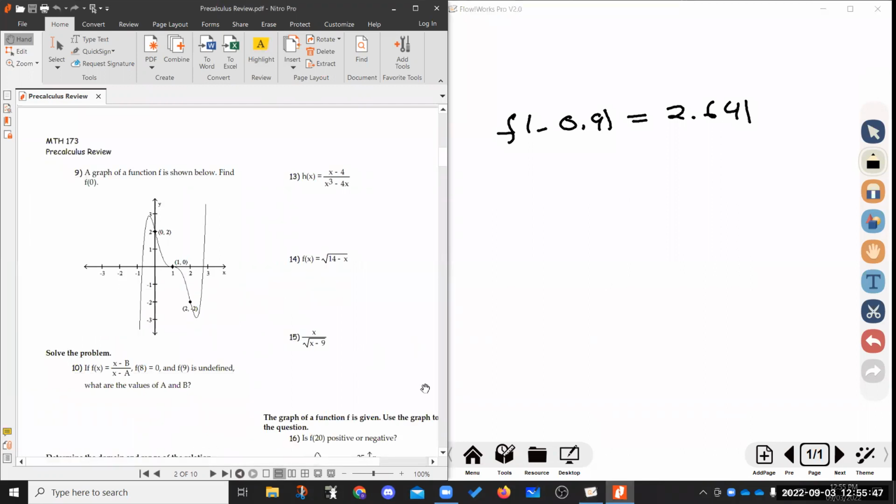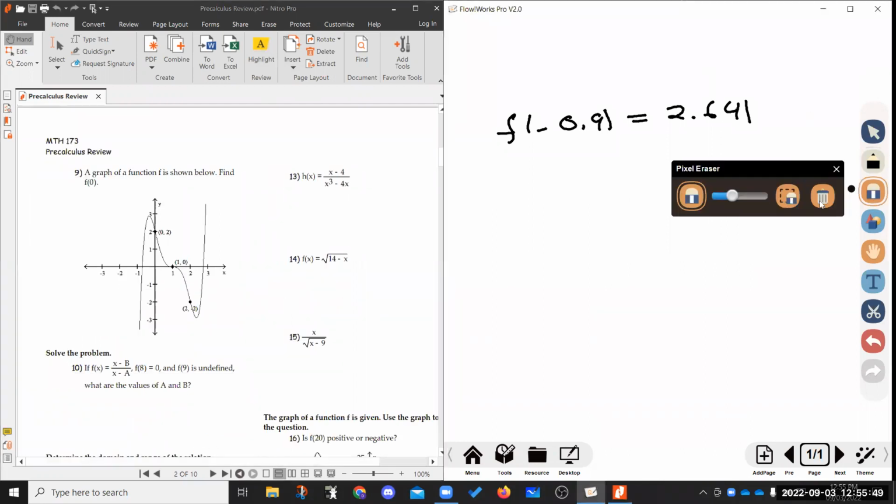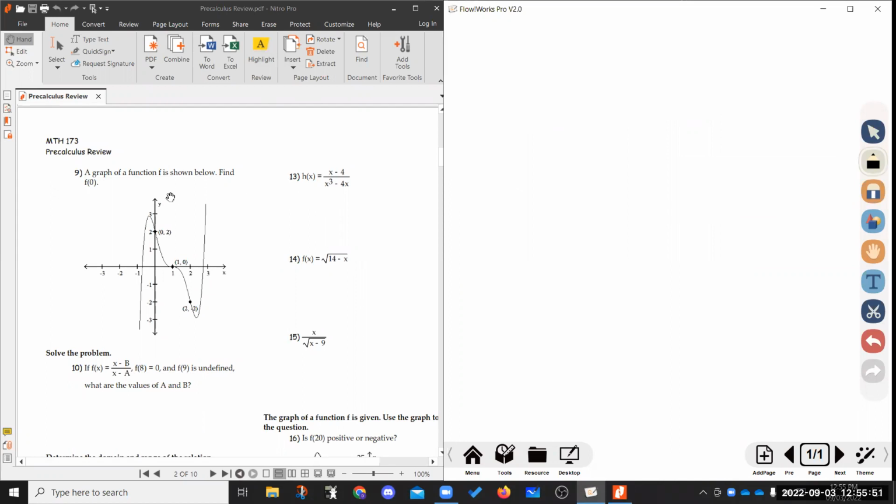Next, we're going to look at the graph and find f of 0. So f of 0 on this graph is going to be equal to 2, because the ordered pair (0, 2) is on the graph.